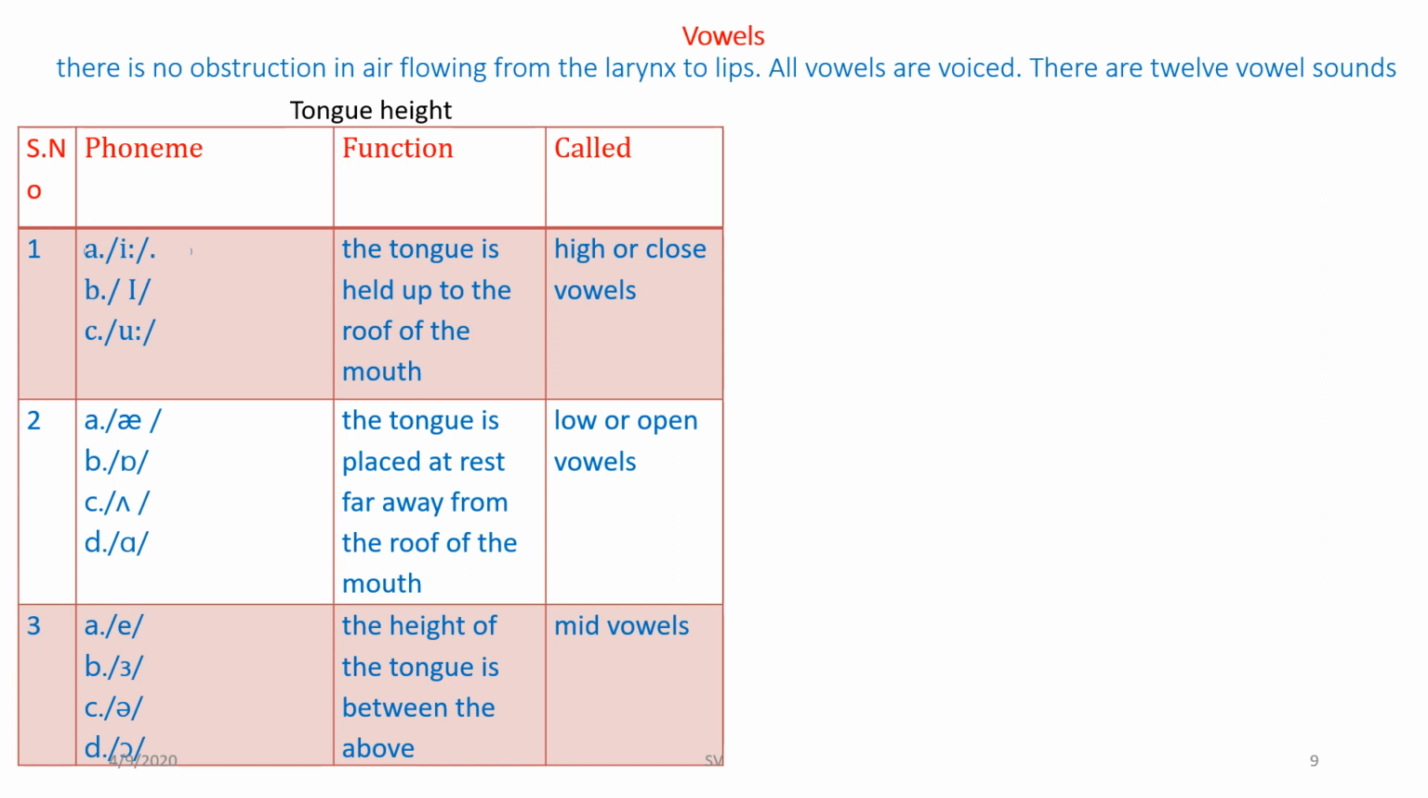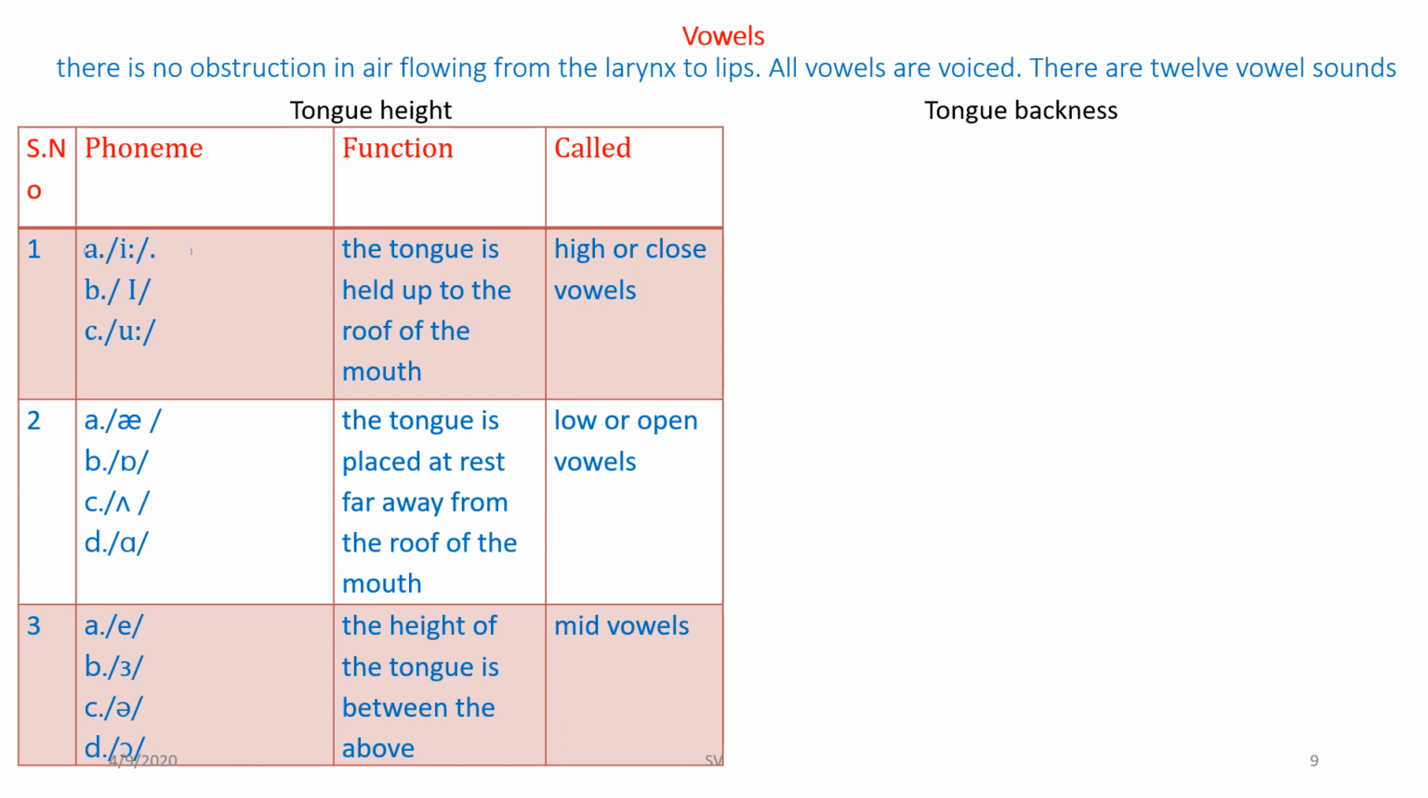Number 3. A is pronounced A. B is pronounced A. C is pronounced A. D is pronounced A. The function is the height of the tongue is between the above. Above means the two functions, number 1 and number 2. It is called mid vowels.